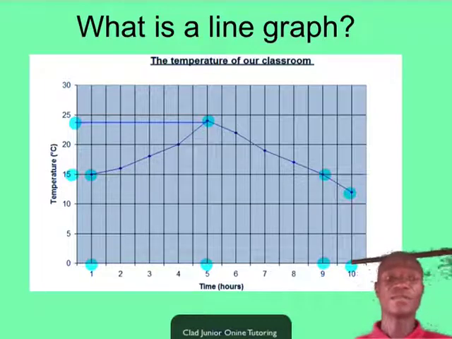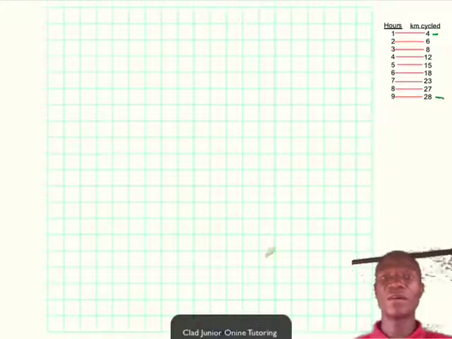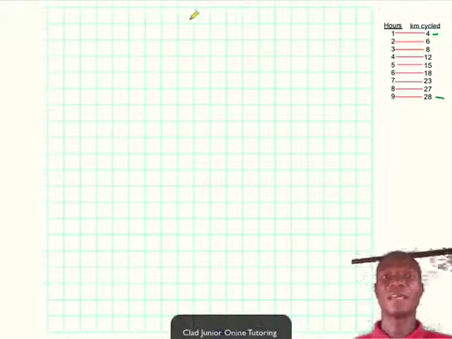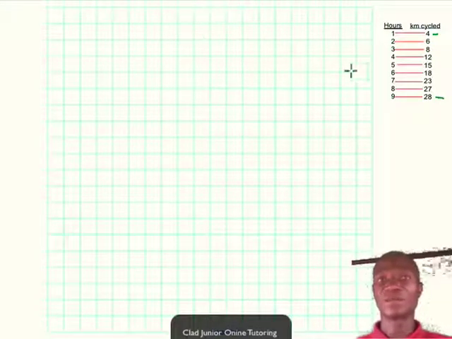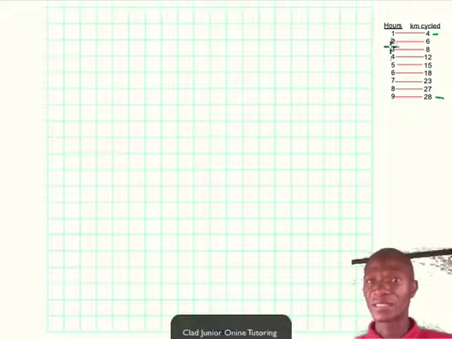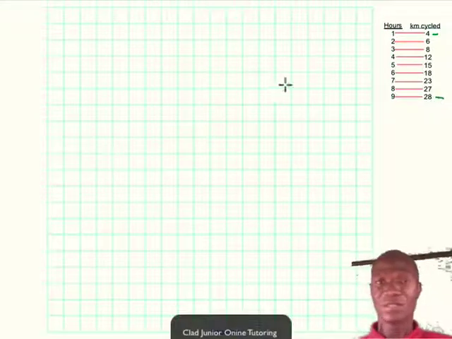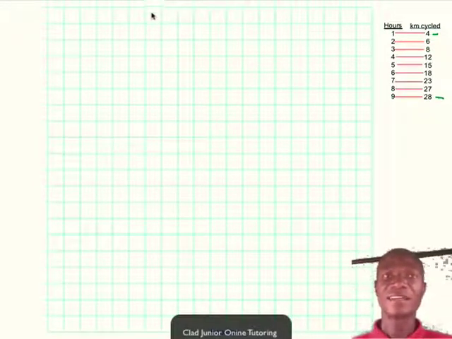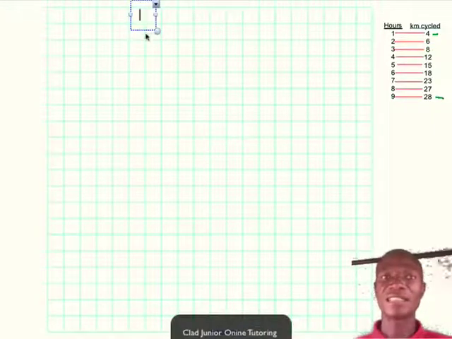Now let's move on to see if we can draw our own line graphs. So we are given some information here. You can see hours up to 9 hours, and you can see kilometers cycled. So this is telling us that probably this graph is about cycling.